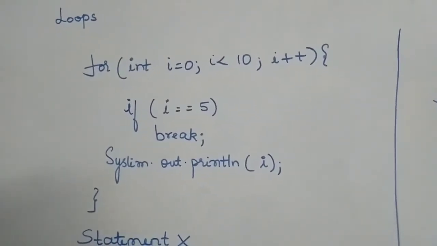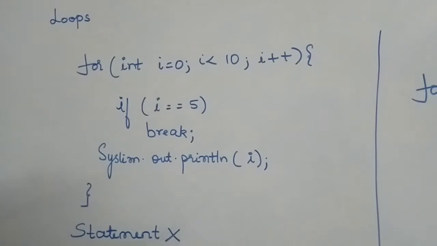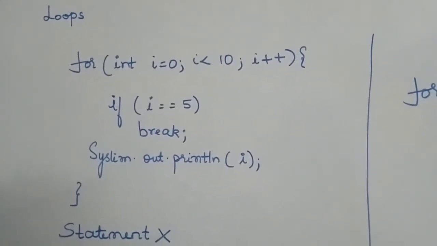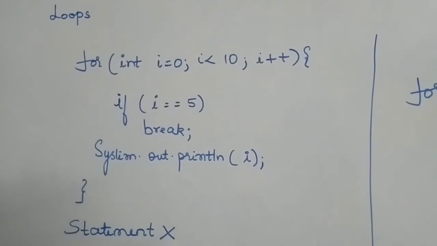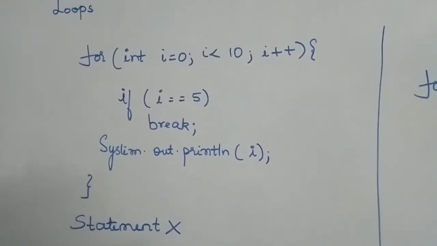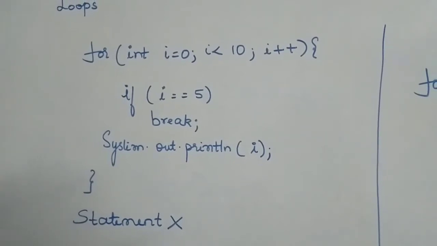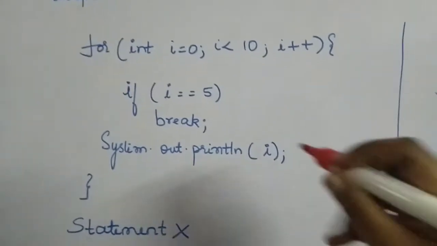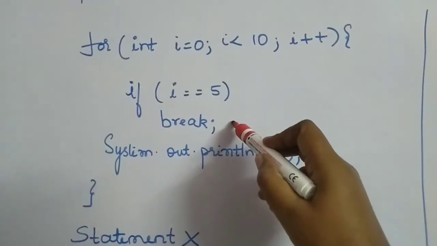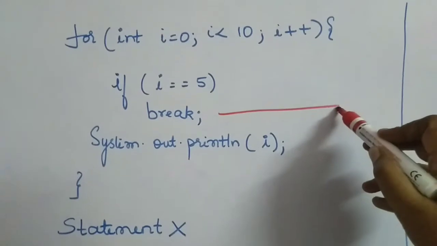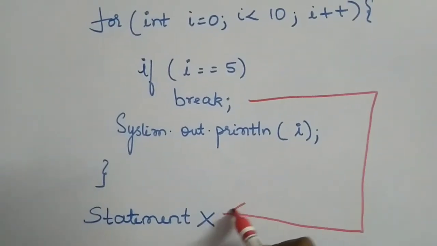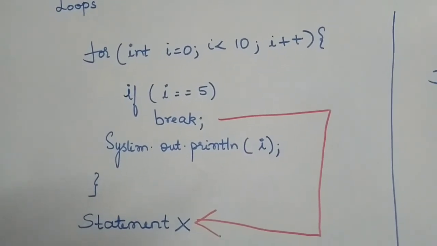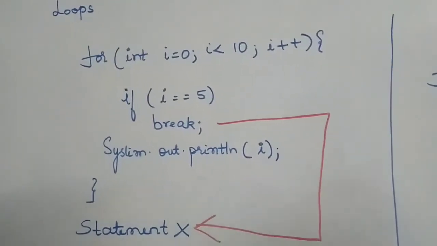When this loop is iterating from i equal to 0 to i less than 10, that is 9, from 0 to 9, that means this loop is executing 10 times. And if i becomes 5, then we are asking the loop to break. So what happens when a break is encountered? The control comes completely out of the loop to the immediate next statement after the for. Break is generally used to terminate the loop early.